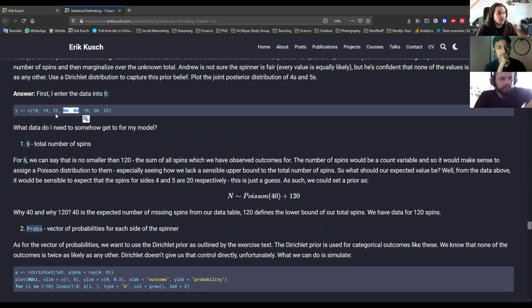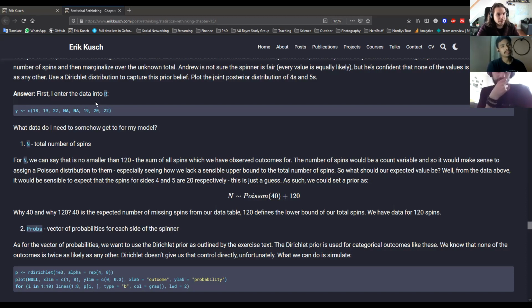But what we do know is how often everything else was observed, so everything except the NAs. And if we sum all of these results up, we get 120. So we know that there have been at least 120 total spins. I suggest that we probably had around 40 spins for 4 and 5 combined, because that's how often everything else was spun, roughly 20 times. And that's just my intuition going.